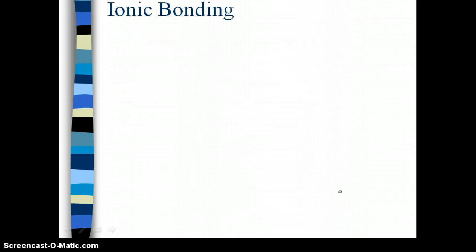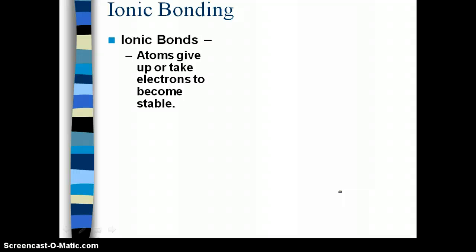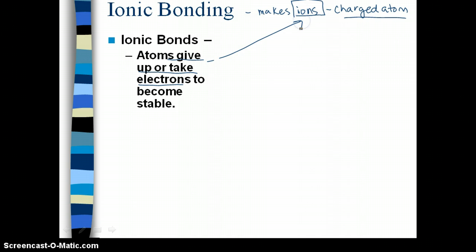So we have 2 forms of bonding. The first one, which we're going to spend most of our time on, is called ionic bonding. And ionic bonding makes ions. Now, if we go back to chapter 4 and think about what the word ion means, it means a charged atom. And the way it became charged was by giving up or taking electrons. So they give up or take electrons, and when that happens, we produce an ion.